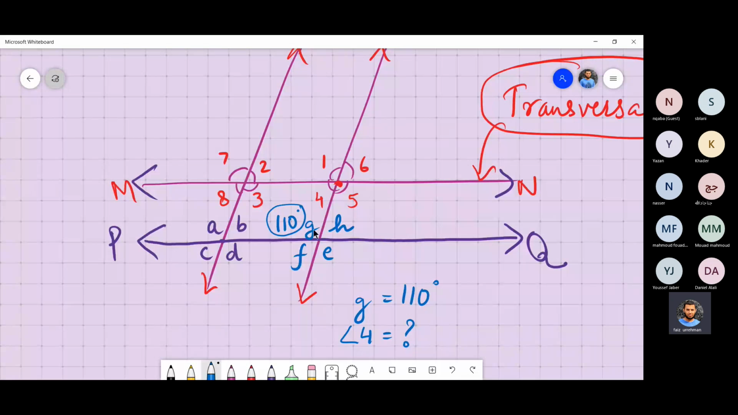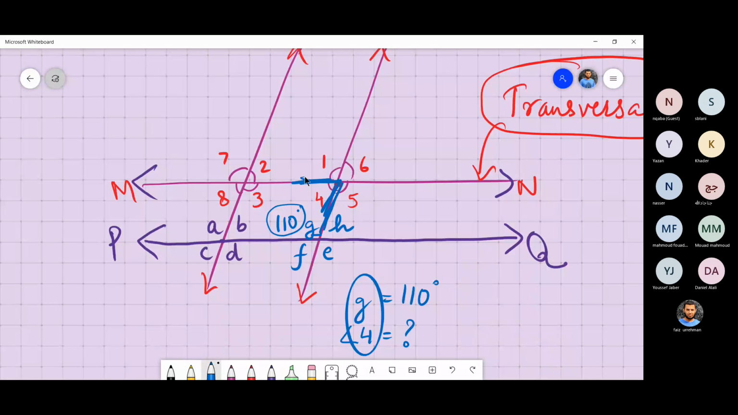No, what will be the relation? I am asking the relation, you are telling me the degree. I am asking the relation between angle G and angle 4. There is a relation. Co-interior angle.